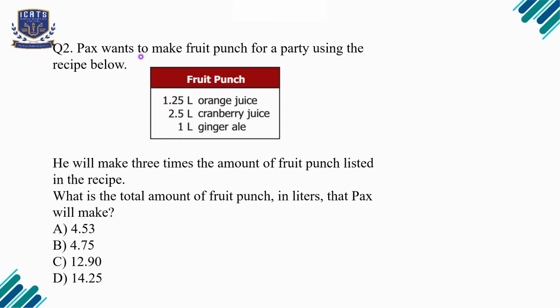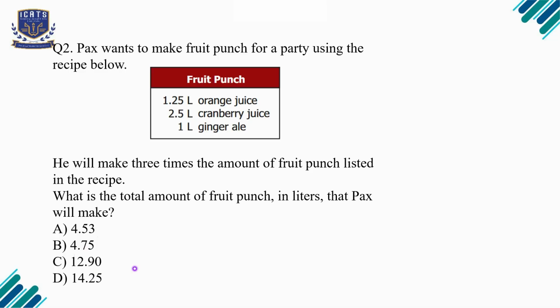Question number 2, Pax wants to make fruit punch for a party using the recipe below. So the recipe is 1.25 liters orange juice, 2.5 liters cranberry juice, and 1 liter ginger ale. He will make 3 times the amount of fruit punch listed in the recipe. What is the total amount of fruit punch in liters that Pax will make? So option A is 4.53, option B is 4.75, option C is 12.90, and option D is 14.25.